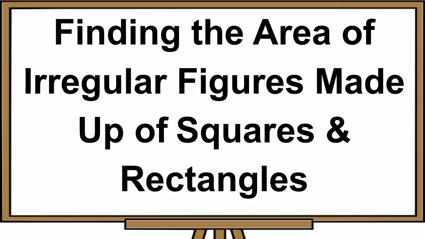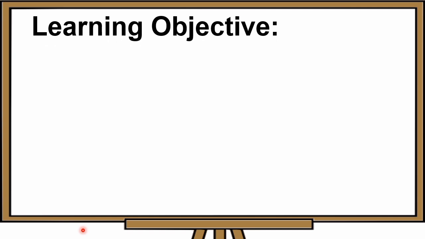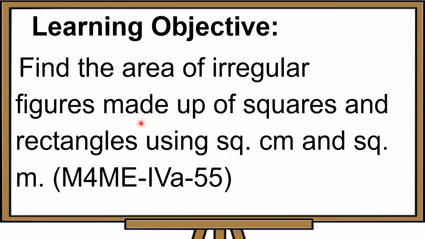For today, I'll be discussing finding the area of irregular figures made up of squares and rectangles. Our learning objective: at the end of this lesson, you will be able to find the area of irregular figures made up of squares and rectangles using squared centimeter and squared meter.